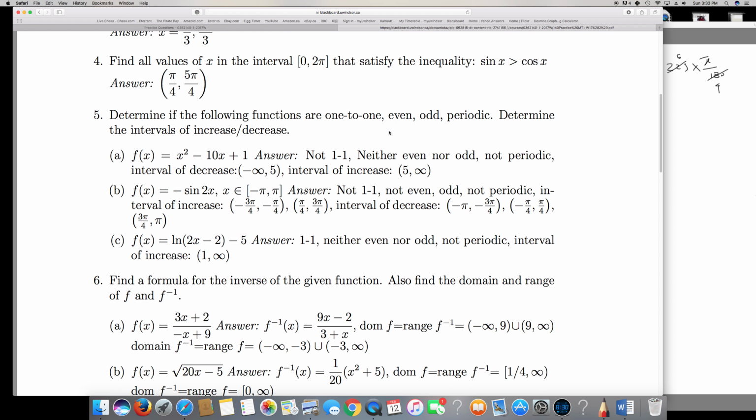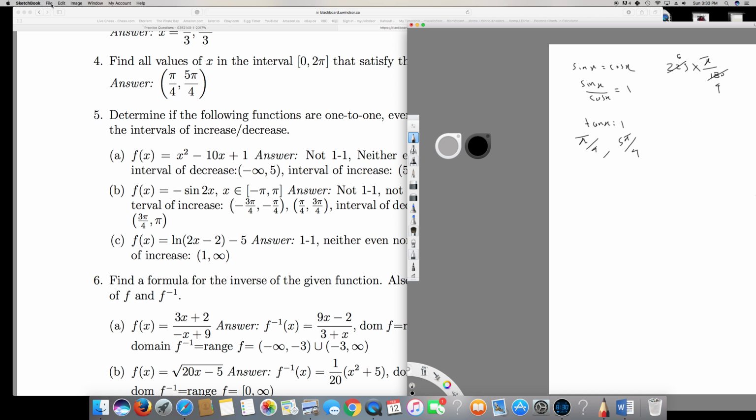And the next question is asking, determine if the following functions are one-to-one, even, or periodic, and determine the intervals of increase or decrease. The question is saying f of x is equal to x square minus 10x plus 1. If you see a question like this, the first thing we have to do is bring it into the format of (a minus b) square or (a plus b) square, because this looks like that pattern, right?